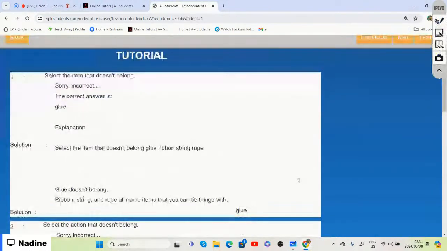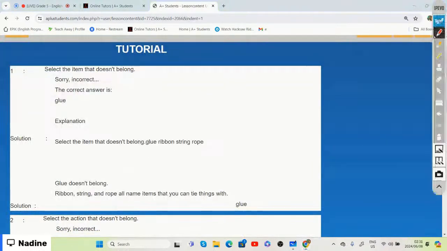All right, we need to select the word that doesn't belong. We need to select between these words that I've circled. We have glue, we have ribbon, we have string, and we have rope.